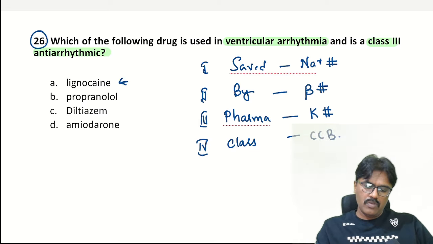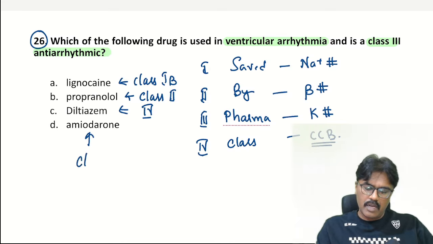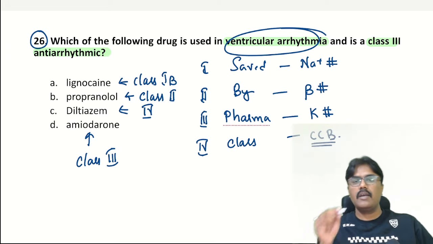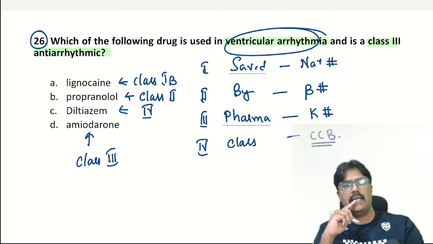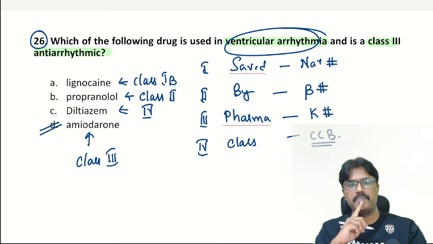Lignocaine belongs to class 1B antiarrhythmics. Propranolol is a beta blocker, so it is class 2. Diltiazem is a CCB, so it belongs to class 4. And amiodarone belongs to class 3, and it's the drug of choice for ventricular tachycardia. So the answer for this question is option D, amiodarone.